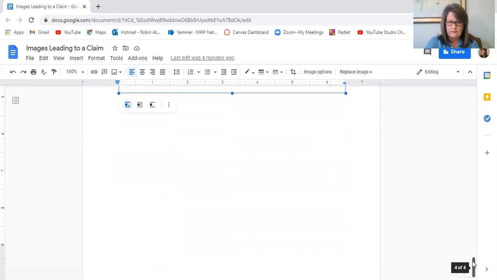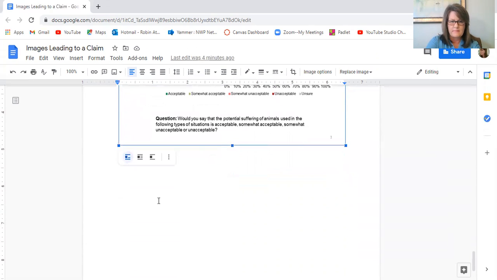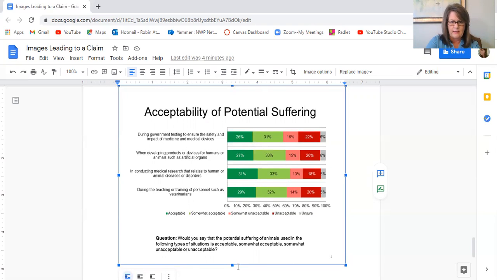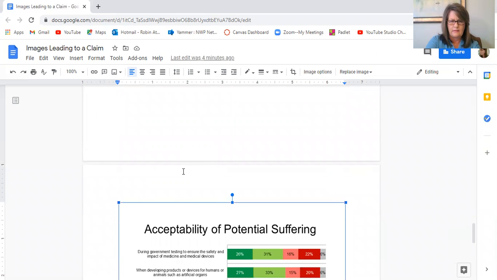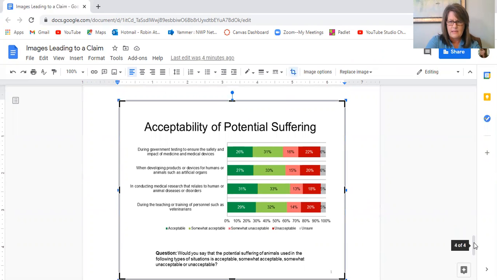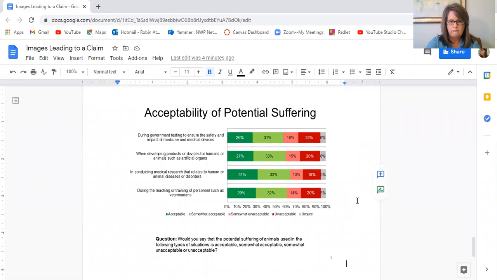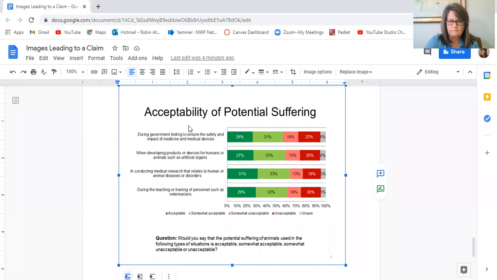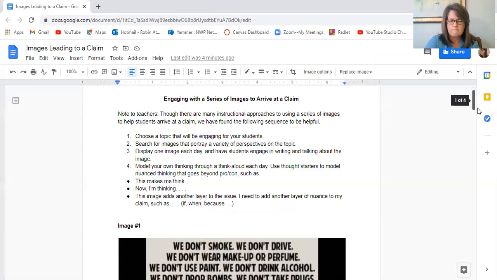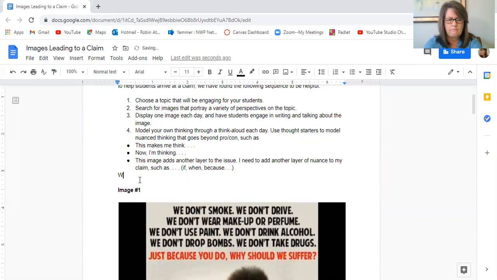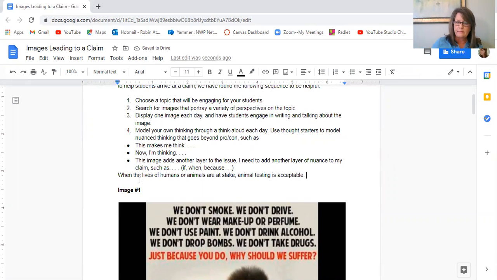So I can say, let's see, what is my claim now after looking at this last image? Let's see, I'll type it. Now my claim is something like, I'll put my final claim up here, when the lives of humans and animals are at stake, animal testing is acceptable. It seems like that's where I am now. It's about life and life, whether it's human life, animal life.